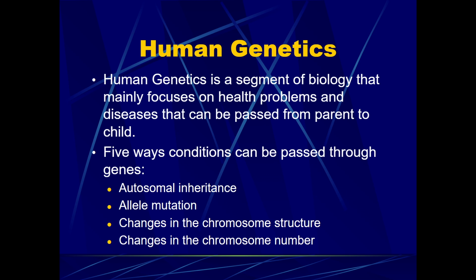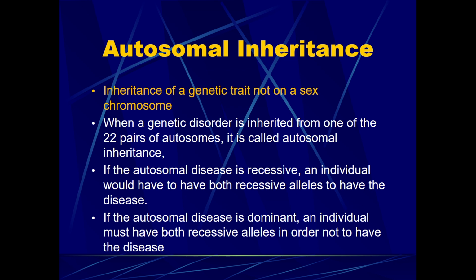There are several ways conditions can be passed through genes: autosomal inheritance, allele mutation, changes in the chromosome structure, and changes in the chromosome number. So, autosomal inheritance is inheritance of a genetic trait not on a sex chromosome. This is when a genetic disorder is inherited from one of the 22 pairs of autosomes as opposed to the two sex chromosomes. Generally we see that if the disease is recessive, an individual would have to have both recessive alleles to have the disease.